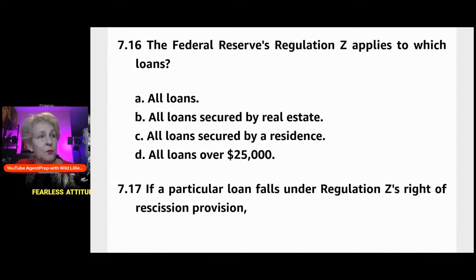So the answer here was what? 16C, residence, right? Because real estate could be commercial, agriculture, industrial, okay? So it could be different types of loans, but in this case, it's only those secured by a residence. Did you get that, Yeti? It'll help you continue learning when you end up getting your license and representing clients.